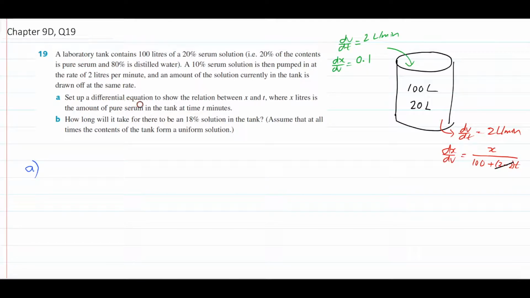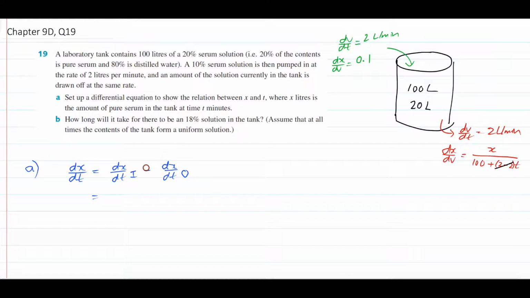A, set up a differential equation to show the relation between x and t, where x liters, yep, that's fine. We just basically need to find dx/dt, that's our differential equation. How would you find dx/dt? Well, dx/dt here just means the net inflow and outflow, okay? So dx/dt is inflow minus outflow. Well, what is inflow? Inflow is just dv/dt times dx/dv.